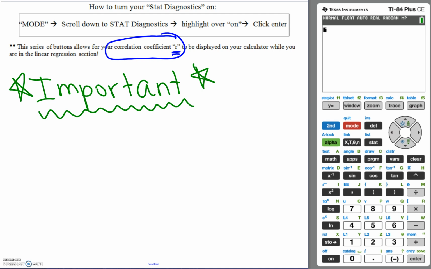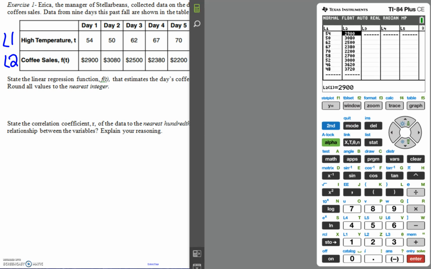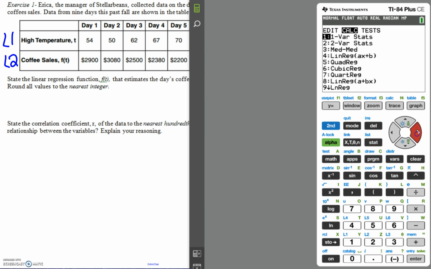STAT diagnostics on. So for exercise 1, they're giving you a table and they want you to state the linear regression. So just like the previous problem, we're going to type all those values into L1 and L2. So I'm just going to pause the video to save some time. Okay guys, so I just went to Stat Edit and I typed in all my values. From here again, it does state to find the linear regression. So we're going to hit Stat Calc 4 for linear regression.